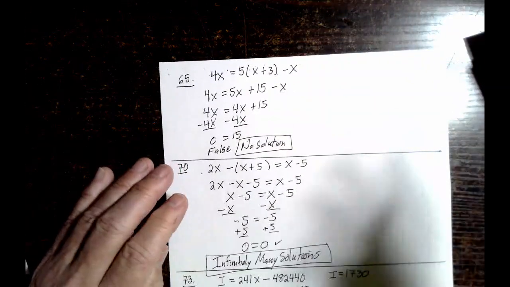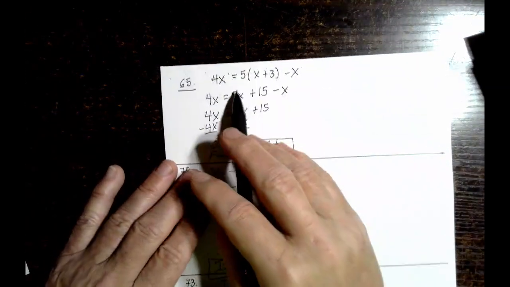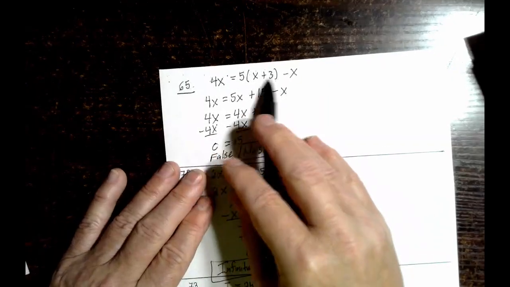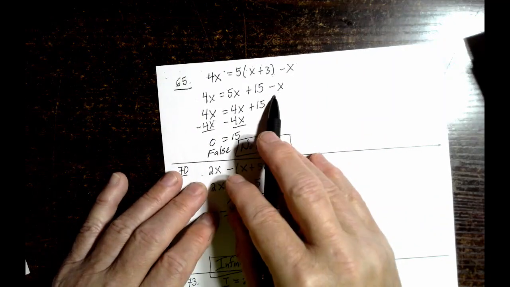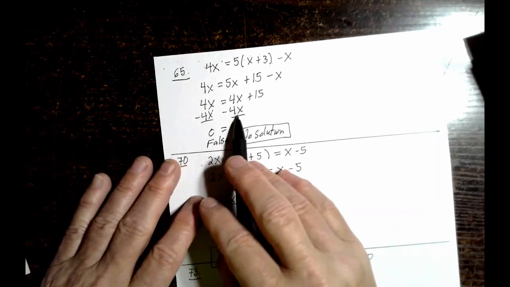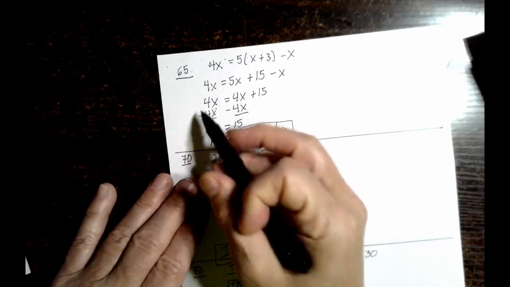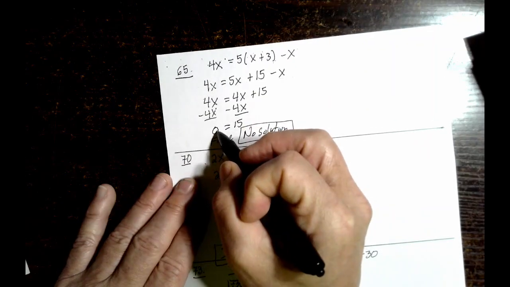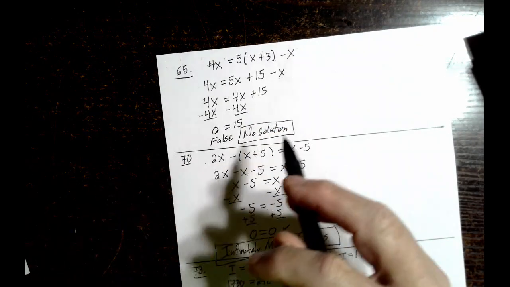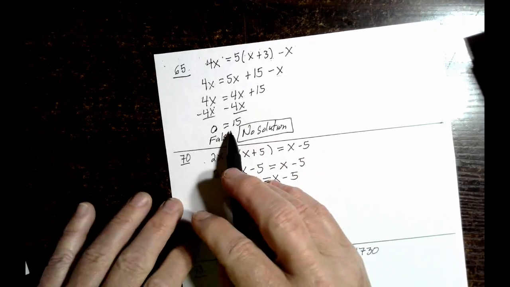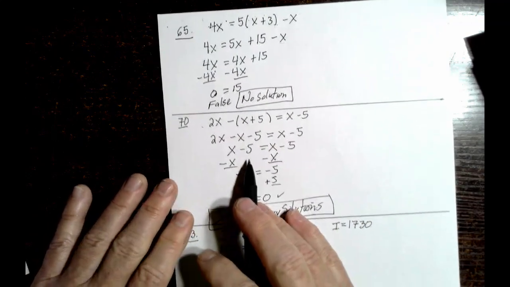Okay, now these are asking you how many solutions you will get. So you multiply by 5, and combine your 5x and minus x give you 4x. Then you subtract 4x and you get 0 equals 15. Now there is a solution when 0 equals 15, which never happens, so it's false, no solution.